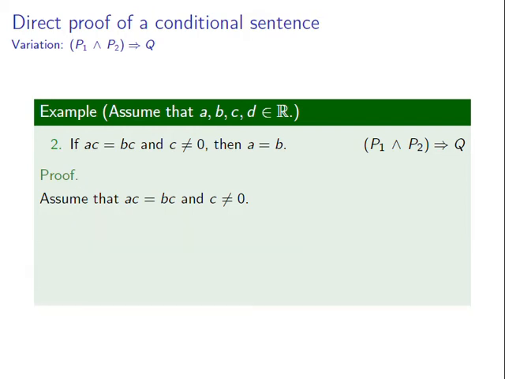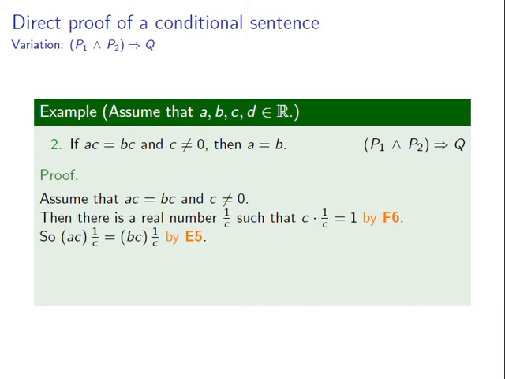We now give the details of the proof. Assume that AC equals BC and C is non-zero. Since C is non-zero, it follows from the existence of multiplicative inverse elements that C has a multiplicative inverse, which is the real number 1 over C, such that C times 1 over C is 1. Since 1 over C is a real number, it follows from the multiplication property of equality that AC times 1 over C equals BC times 1 over C.